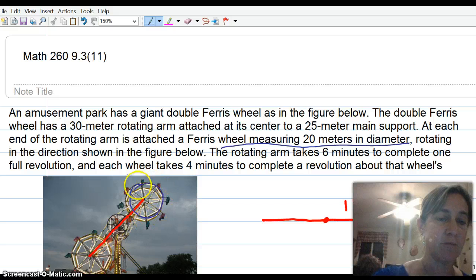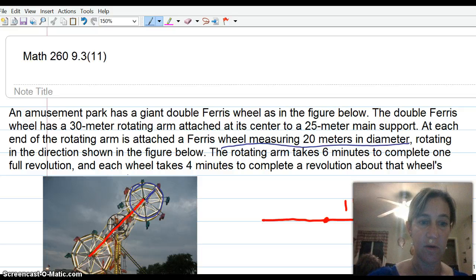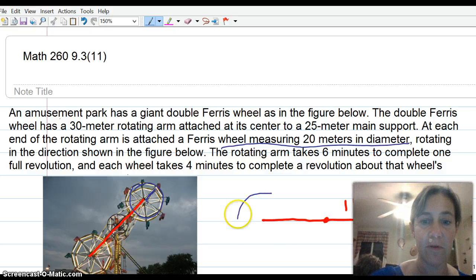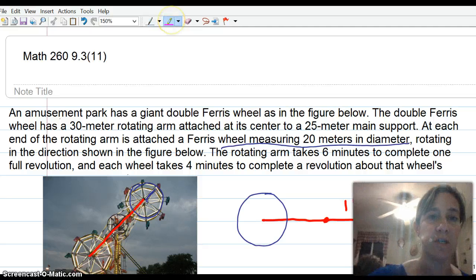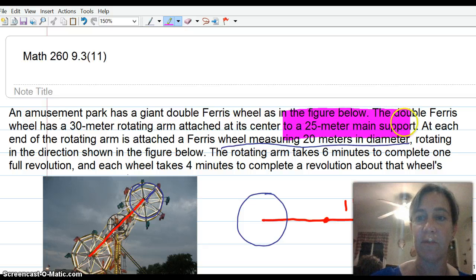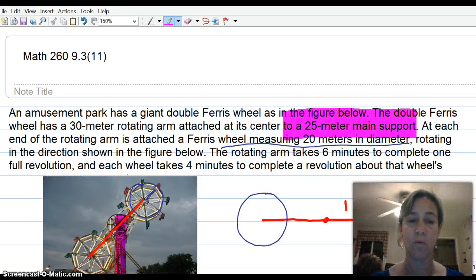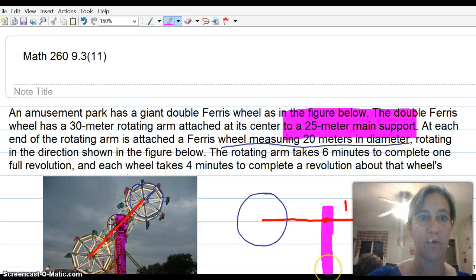That's each of these. This blue circle here is 20 meters in diameter, making this radius 10. So here attached to my arm, I have my 20 meter diameter Ferris wheel, or a radius of 10. And I have one of those attached at each side. In addition, it's obviously not just sitting on the ground, so it says it's attached to a 25-meter main support, right? So the double Ferris wheel has a 30-meter rotating arm attached at its center, so that would be this part here, 25 meters off the ground. So right there, we're looking at 25 meters.